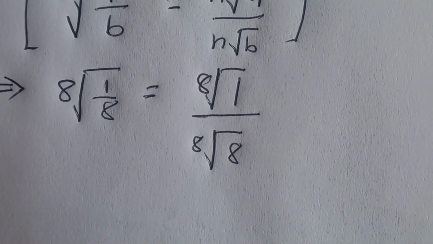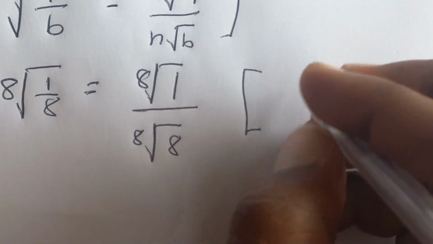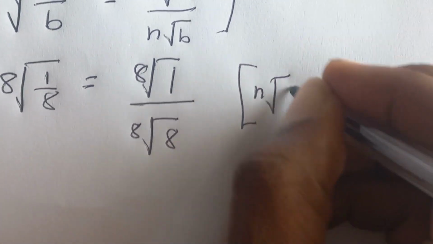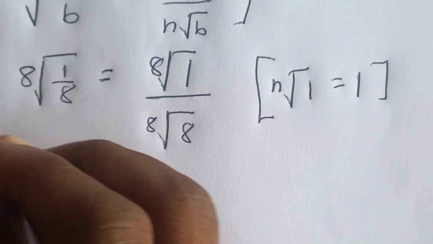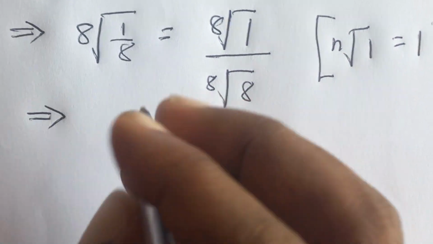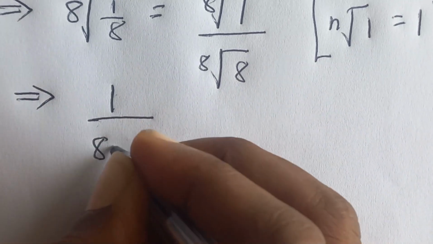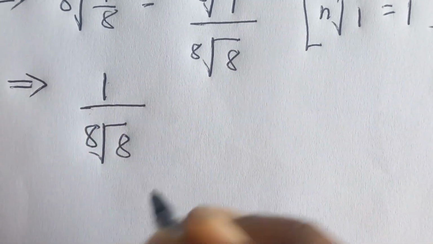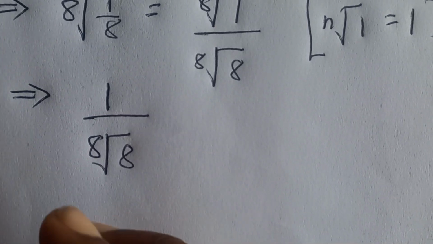And we know that the nth root of 1 is the same as 1. So our equation now becomes 1 over the 8th root of 8.